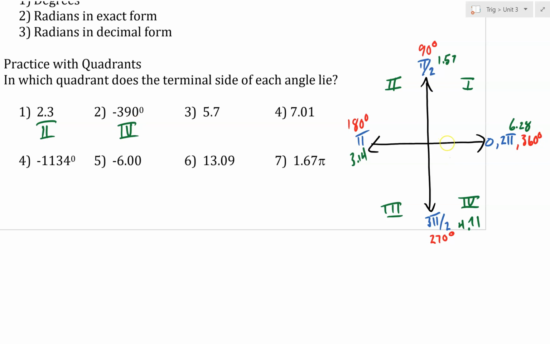5.7, if I start at 0 and go counterclockwise, 5.7 would be before 6.28, but after 4.7, so this is in the fourth quadrant. 7.01, start at the initial side, counterclockwise, 1 complete rotation is going to be 6.28. This is going to be just beyond that, so we are in the first quadrant.